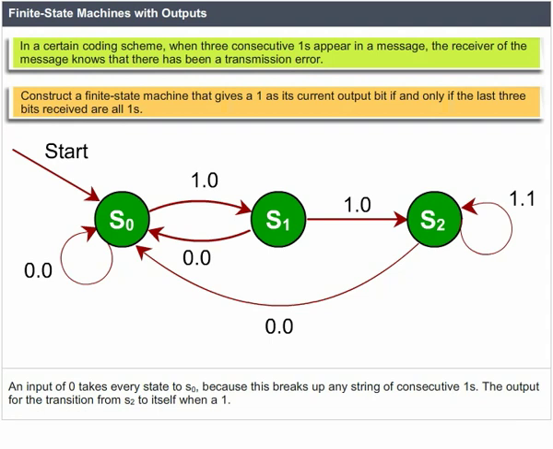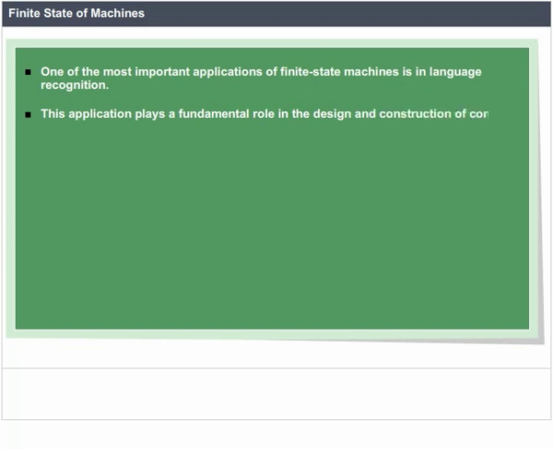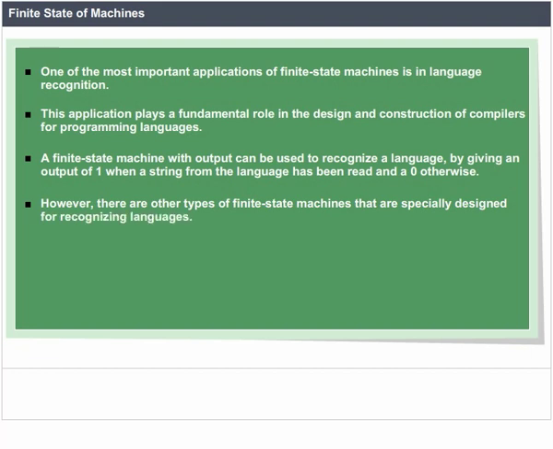One of the most important applications of finite state machines is in language recognition. This application plays a fundamental role in the design and construction of compilers for programming languages. A finite state machine with output can be used to recognize a language by giving an output of 1 when a string from the language has been read and a 0 otherwise. However, there are other types of finite state machines that are specially designed for recognizing languages instead of producing output.